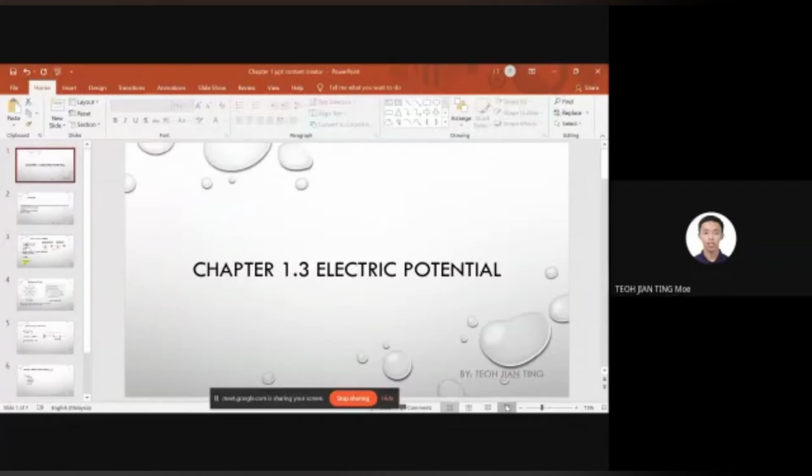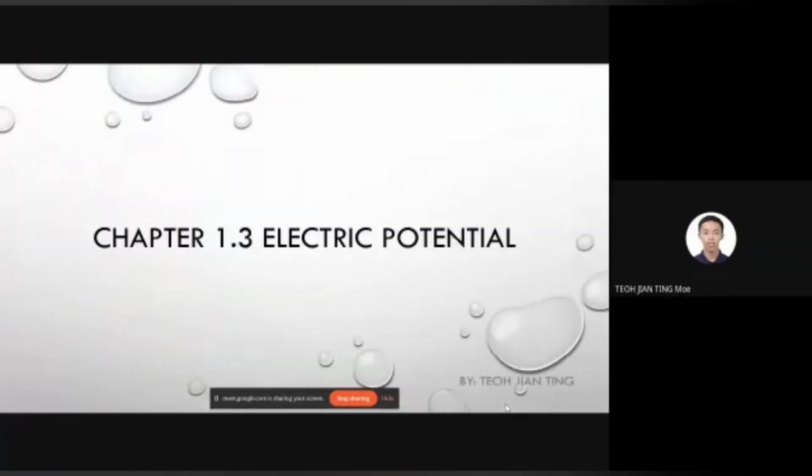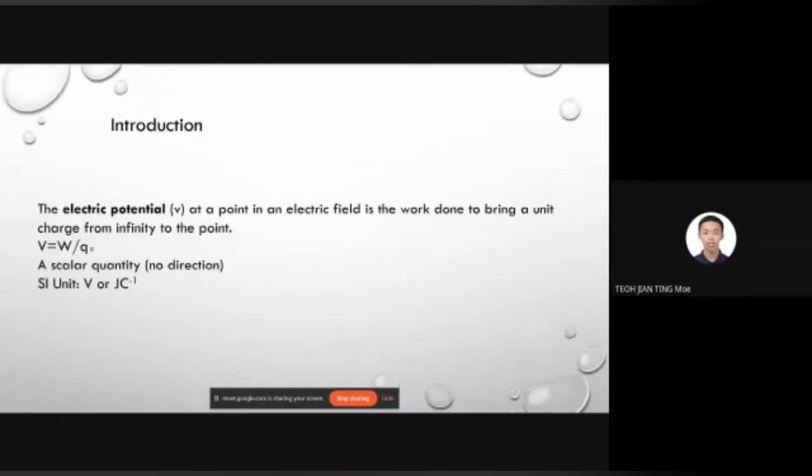Hello everyone. Now I'm going to discuss chapter 1.3, electric potential. Introduction. The electric potential V at a point in an electric field is the work done to bring a unit charge from infinity to the point. As you all know, V equals W over Q. V is a scalar quantity, which means it has no direction. The SI unit is volt or J over C.